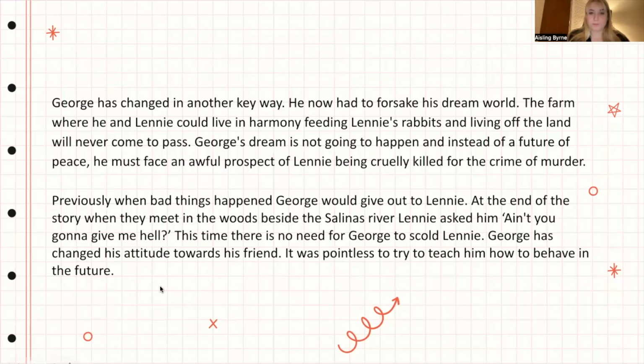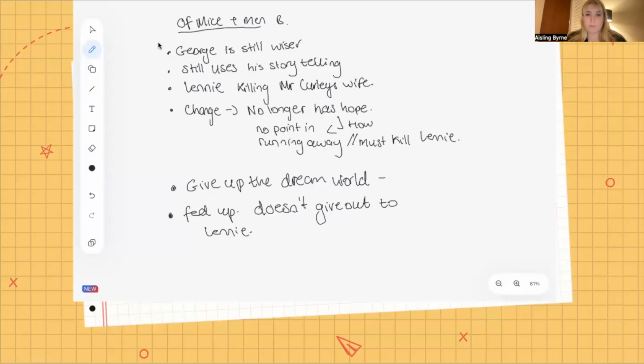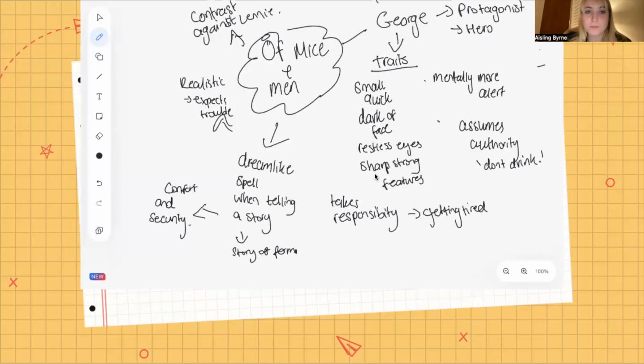Okay, so I think we've hit most of the points in the brainstorm, or the planning I had done there, which is just a list really. So George still being wiser, we hit on that, his use of storytelling, the plot that changed, like why did he change up on Lenny? He was already getting tired of Lenny, but what was the last nail in the coffin? And the change, what's happened? He's given up on his dream world, he's fed up, doesn't even give out to Lenny at the end, he just tries to distract him before he kills him.